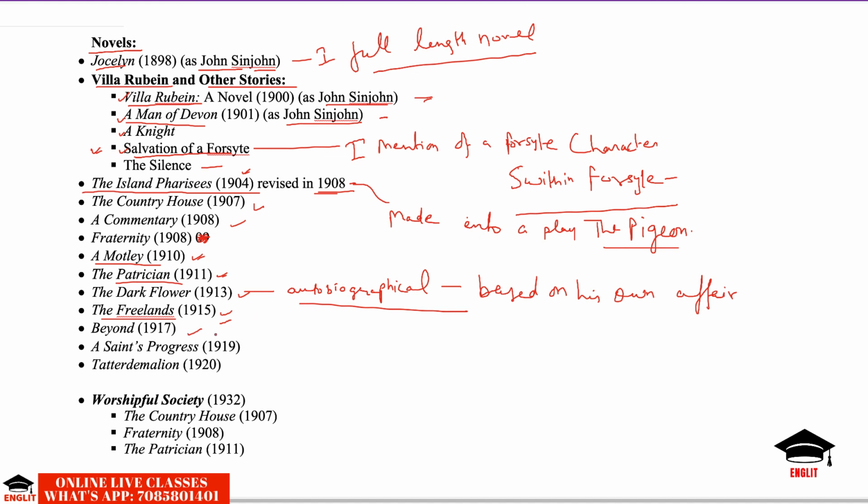Then there is Beyond, A Saint's Progress 1919. Then Tatterdemalion. Worshipful Society was not something very new. इस collection में actually जो 3 novels हैं Country House, Fraternity and Patrician, वो एक साथ publish की गई थी. So कुछ नया नहीं था इसमें. These novels had already been published, Country House, Fraternity and Patrician.